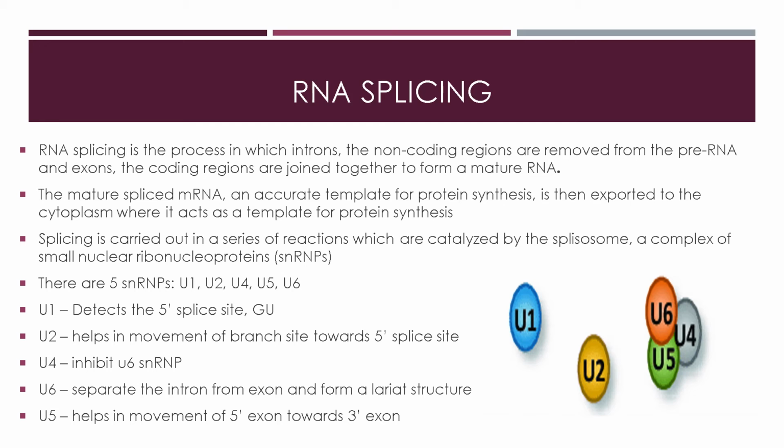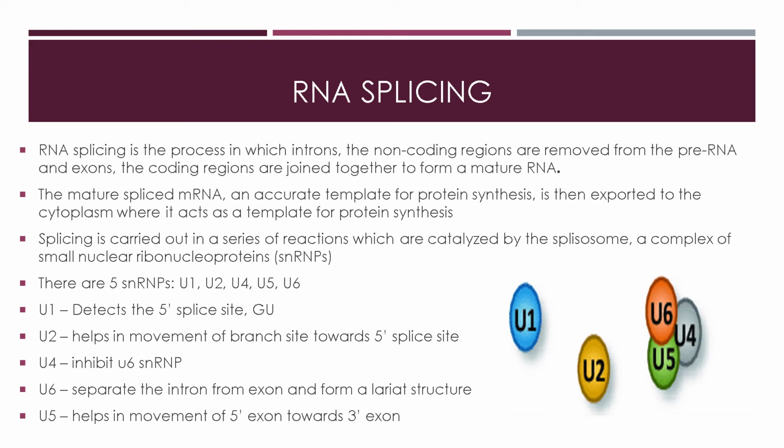The last modification is RNA splicing. In this process, the introns are removed from the mRNA and the exons are joined together to form a mature RNA, which can act as a template for protein synthesis. This process of splicing occurs in a series of reactions that are catalyzed by spliceosomes. Spliceosomes are complexes made up of small nuclear ribonucleoproteins, which are short for snRNPs.